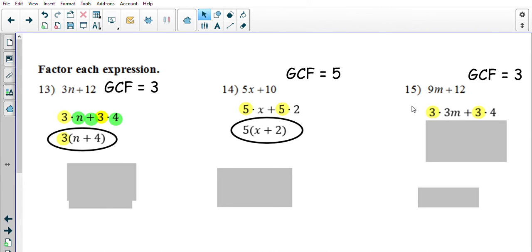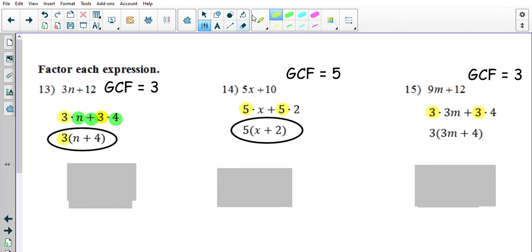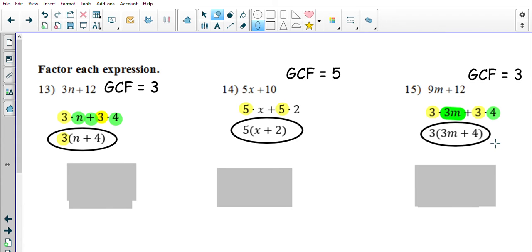So the 3 goes outside the parentheses. What's left is what I'm going to highlight in green here. Your 3m and your 4, those will go inside the parentheses. So final solution, 3, and then in parentheses, 3m plus 4.